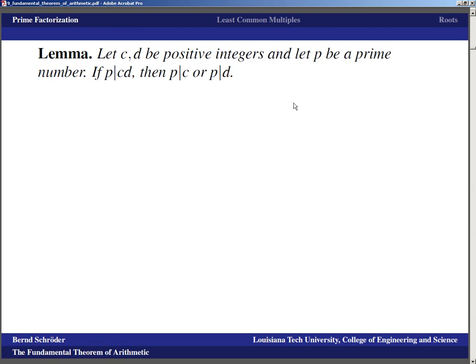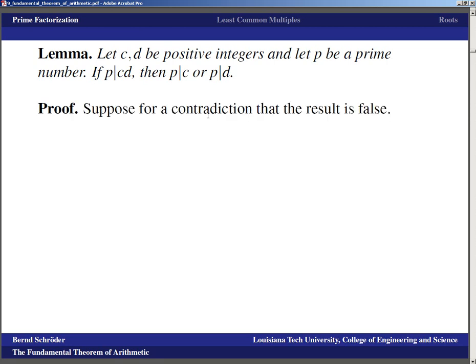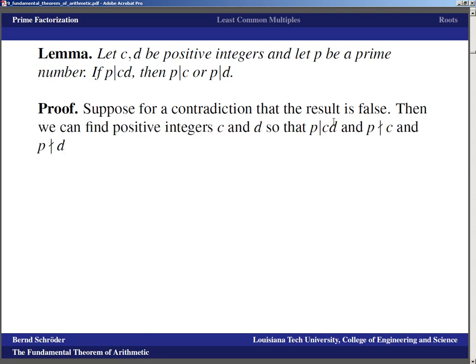So that's a bit of an impasse, and certainly Rosen resolved that impasse very nicely because he builds a lot of machinery that we will need eventually anyway, and then proves some lemmas that lead up to this one. Let's see if we can do an elementary proof here. So the proof goes as follows. We suppose for a contradiction that the result is false.